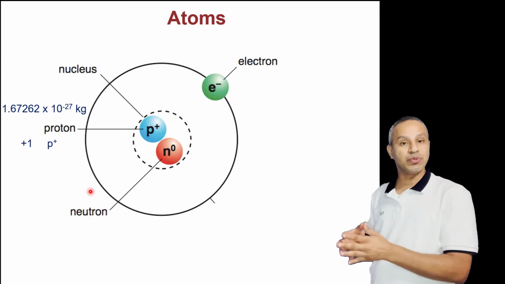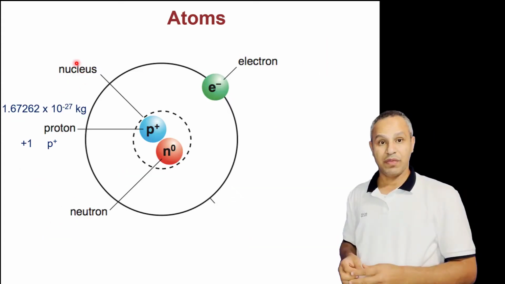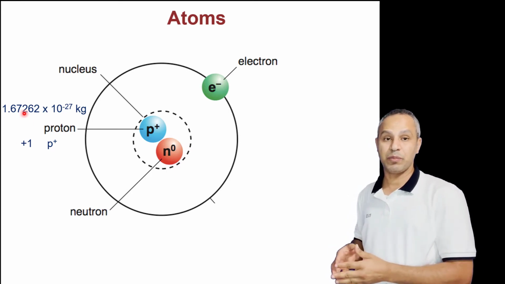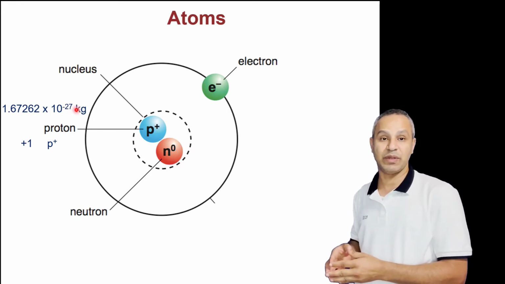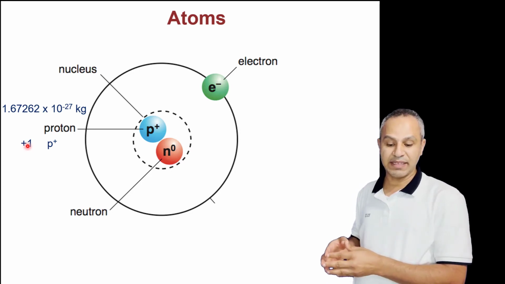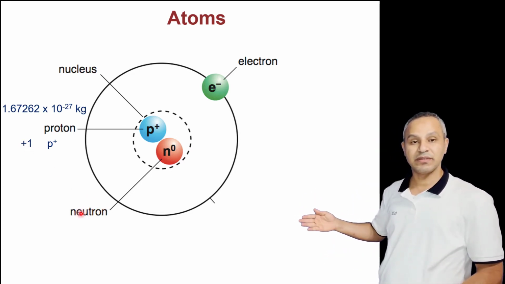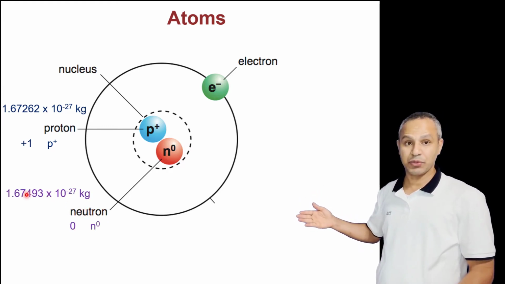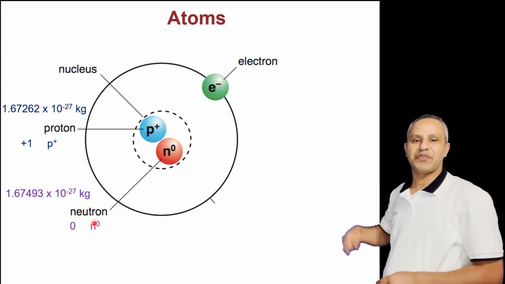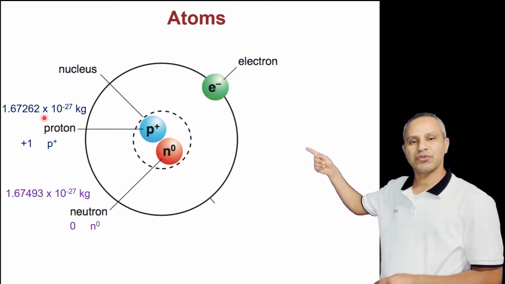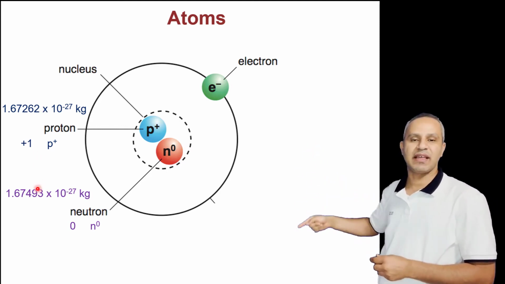So far, we discovered two subatomic particles inside the atom. The first one is a proton, which has a mass of 1.67 times 10 to negative 27 kilograms, and it has a positive charge. We also discovered a second subatomic particle that is as massive as a proton, however, it's neutral. If you look at the masses of these two subatomic particles, you can clearly see that it's almost equal.